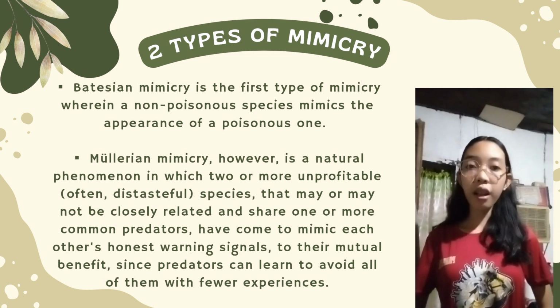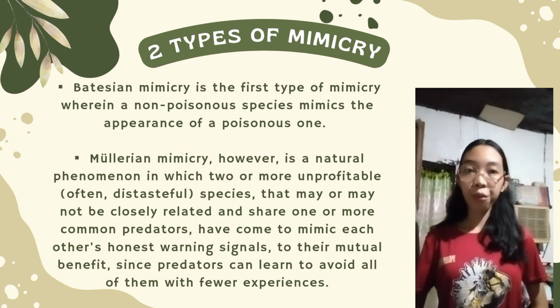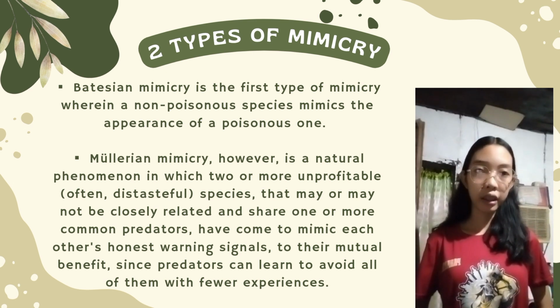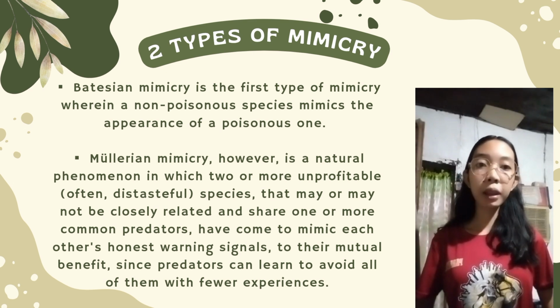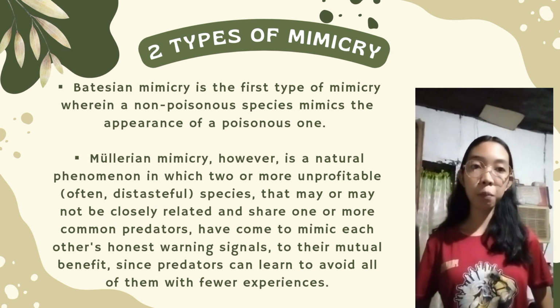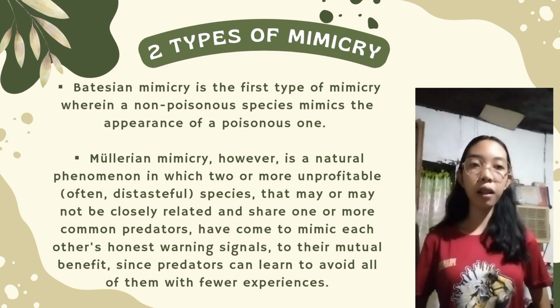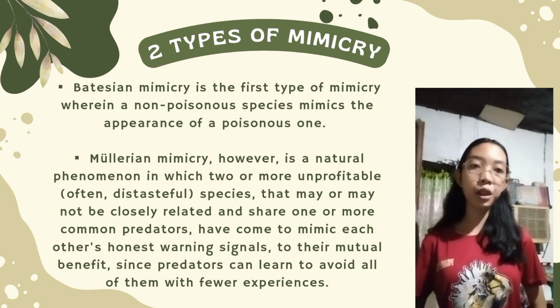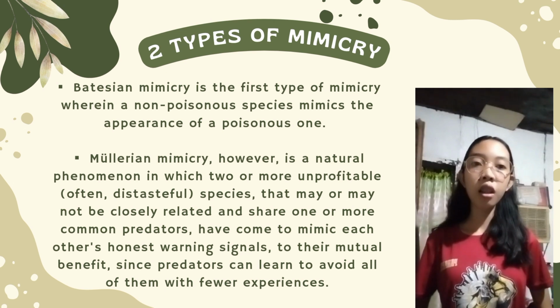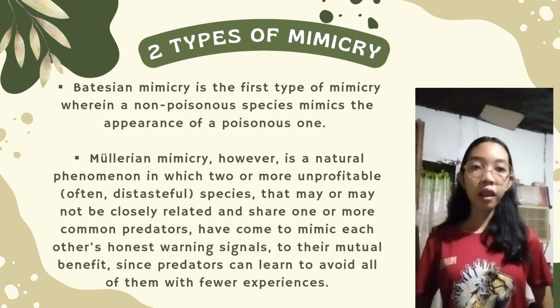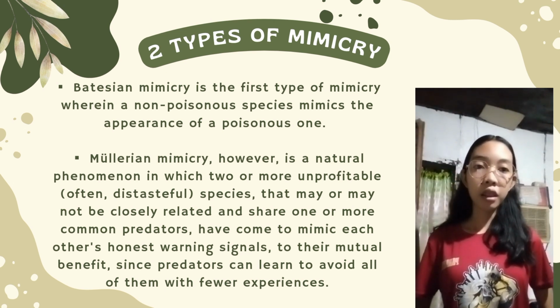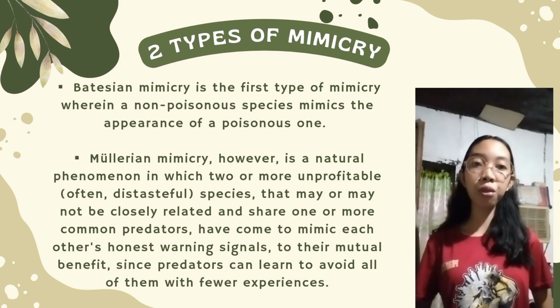So, there are two types of mimicry. First is Batesian mimicry. It is the type of mimicry wherein a non-poisonous species mimics the appearance of a poisonous one. It is when a harmless animal copies the appearance of a dangerous or toxic species to avoid predators. This helps the mimic stay safe because predators mistake it for the harmful species and leave it alone.